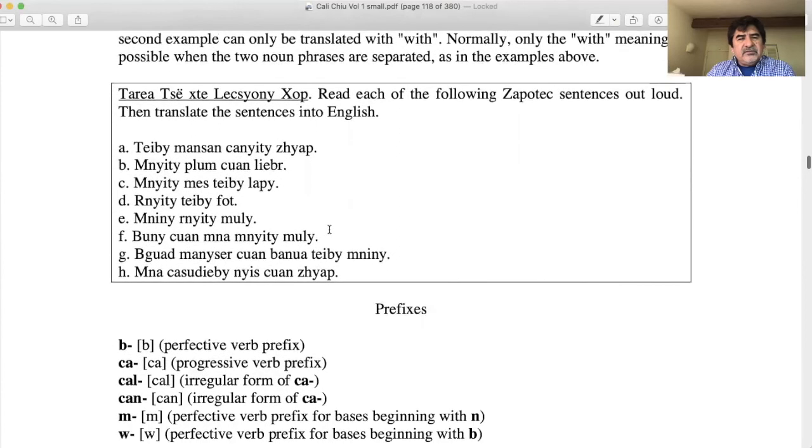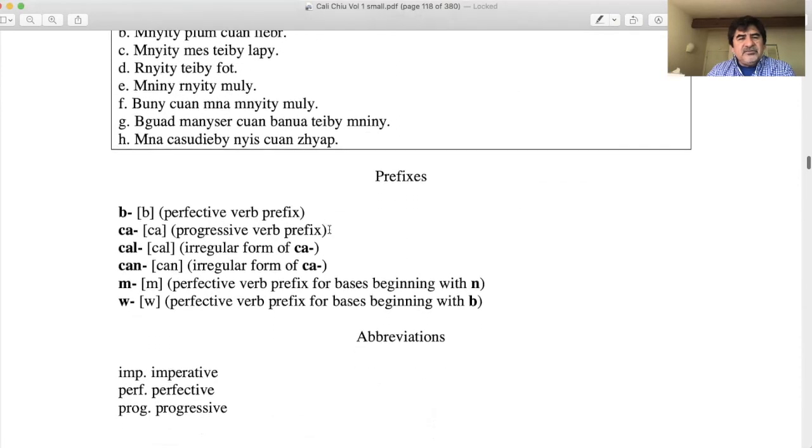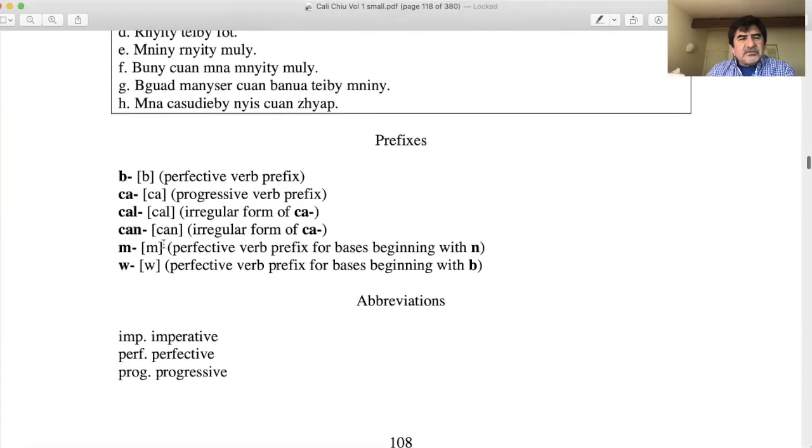All right, so here are the prefixes, just so you can go back and refer to them if you need to. The B is for the perfective, the CA is the progressive verb prefix, and the cal is for regular verbs, and again, cal or can. The M is the perfective verb prefix for bases beginning with an N, and the W is the perfective verb prefix for bases beginning with a B.